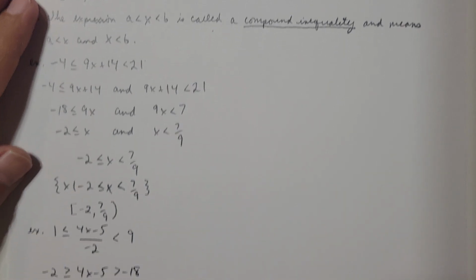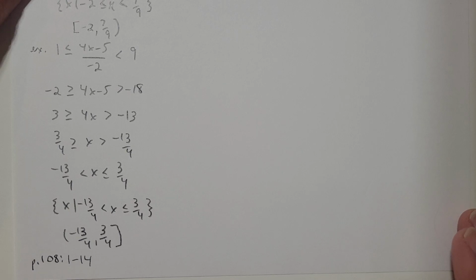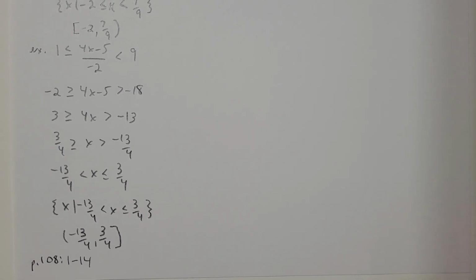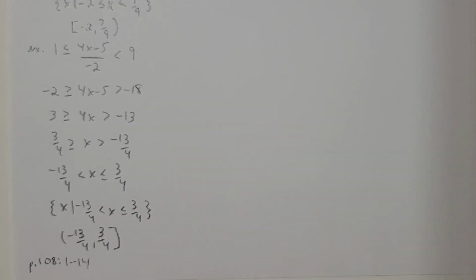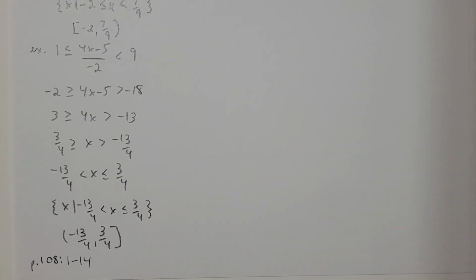Okay. Let's take a look at another example. So what if I wanted to solve the inequality given by 1 less than or equal to 4x minus 5 over -2 less than 9? And to solve that, why don't we keep this in compound form throughout the whole calculation? Okay, so now if I'm doing it like that, I need to get x all alone in the middle.